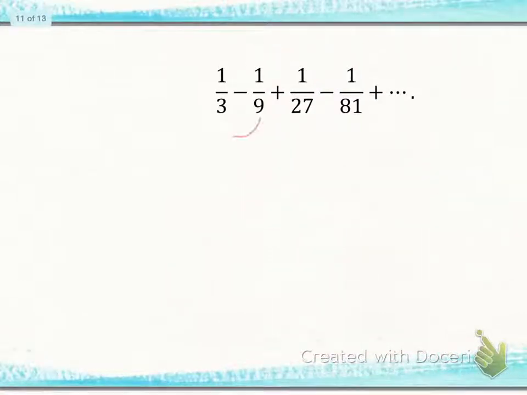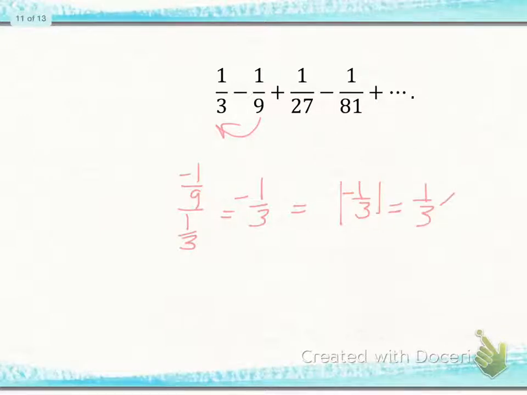My next one, I'm going to put this over this, so -1/9 over 1/3. And that's going to equal -1/3, but we always take the absolute value of it. So 1/3, which is less than 1. So this one's actually converging, which means when I add them, it's going to get closer and closer to the same number. So now we're going to figure out what that number is by using that formula.